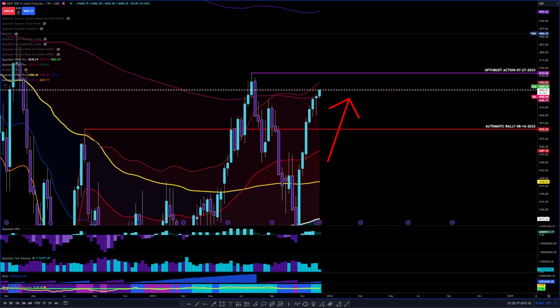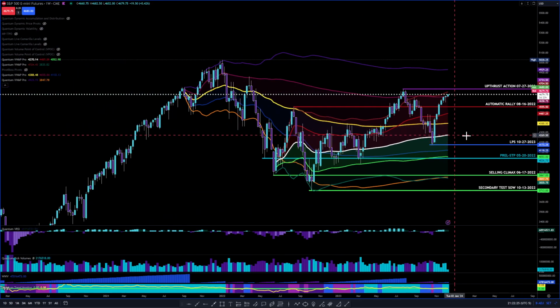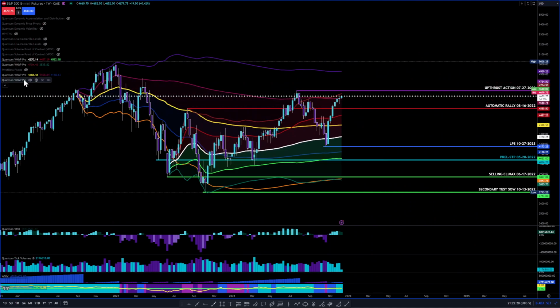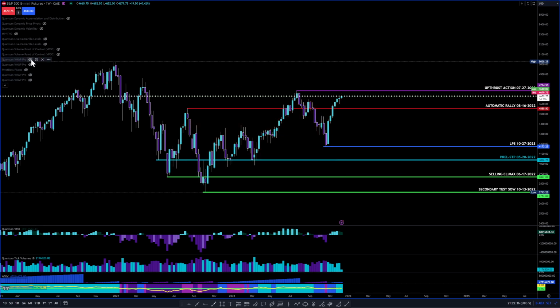So we have two confluent resistance levels coming in here. So these are all things to take a look at when you're considering being very bullish, you know what I'm saying? I really like the short side, so I'm always looking for these little signs of weakness. But I'm still bullish though, like I think we'll probably get a little breakout of the upthrust here.